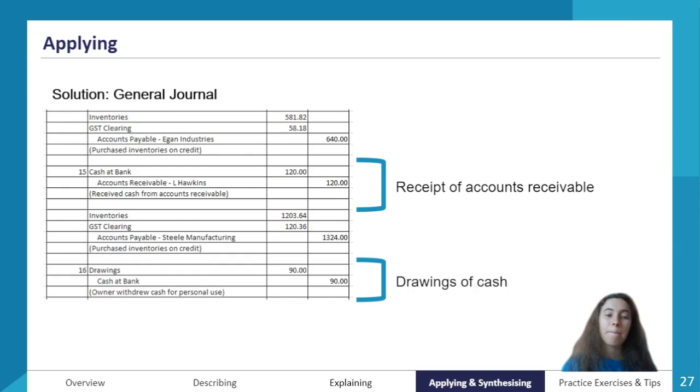So the drawings account, a trick that I use to remember that it's a debit by nature is it starts with DR, which is of course our little acronym for debit. So when drawings is going up, we debit that account. Cash at bank is going down because we're removing cash from the business for personal use.